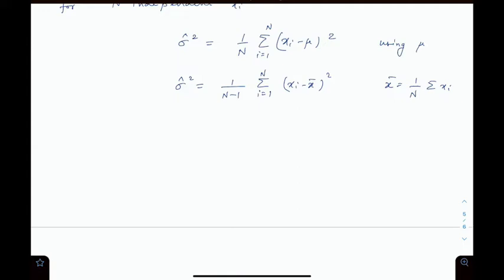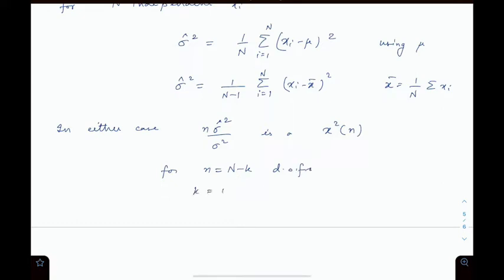Now in either case, n times this sample standard deviation squared divided by the standard deviation squared is distributed according to chi-square for capital N minus k degrees of freedom, where k equals 0 if we use the parent mean, and k equals 1 if we use the arithmetic average, because in the latter case only n minus 1 of the terms in the sum are independent.